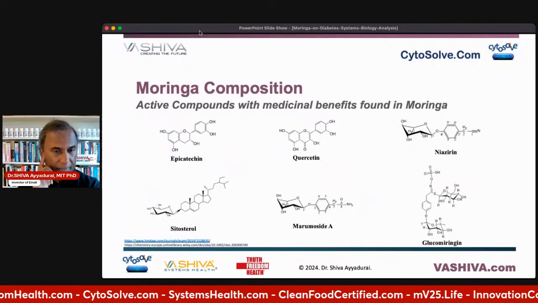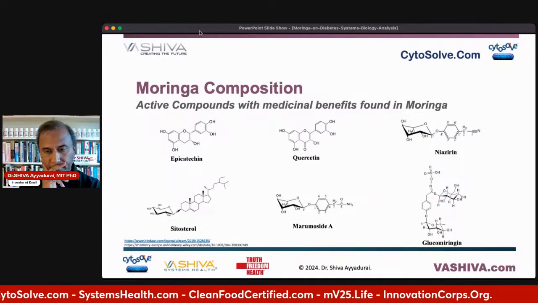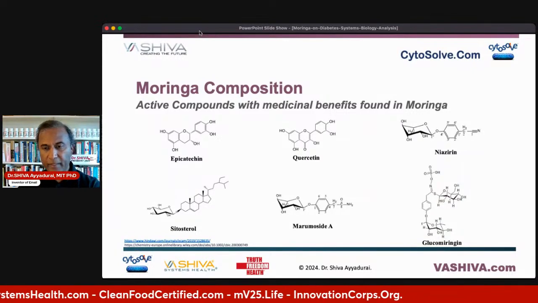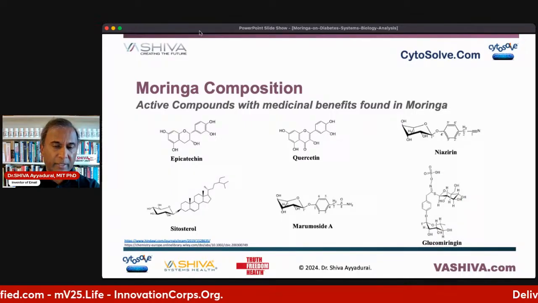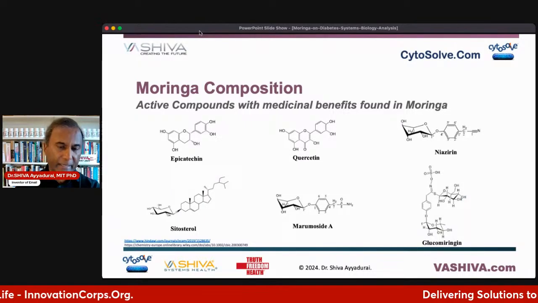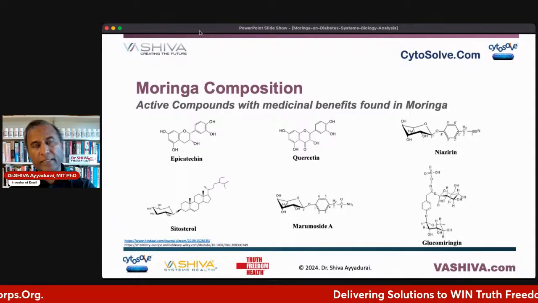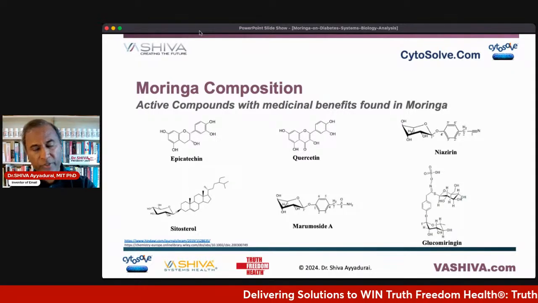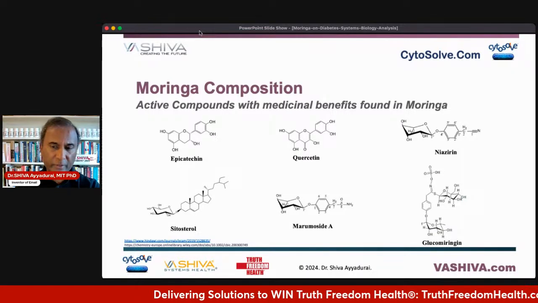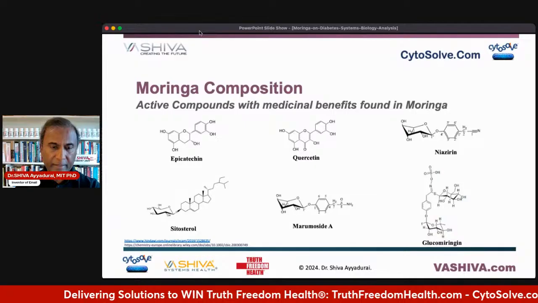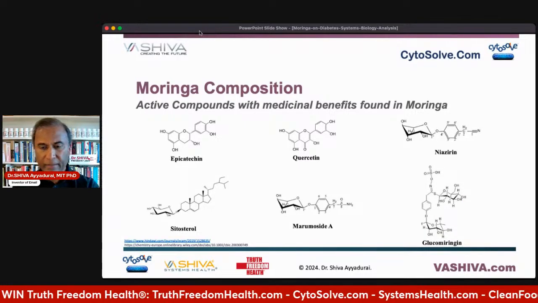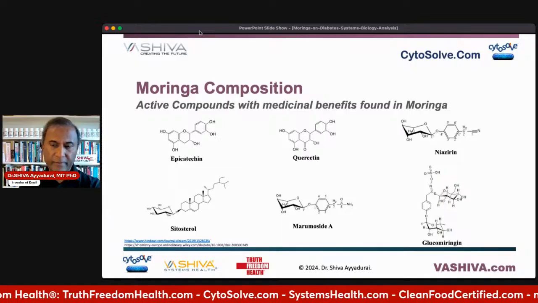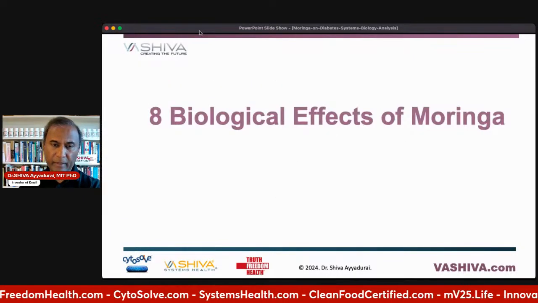And then if you look at the molecules, these molecule structures are quite interesting. If you take an organic chemistry course, you can get a deeper understanding. But epicatechin, which appears in green tea, is in moringa. Quercetin, which is on the skin of most fruits and vegetables. Niazarin, sitosterol, marumoside A, and glucomeringin. Okay, and these are all organic molecules.